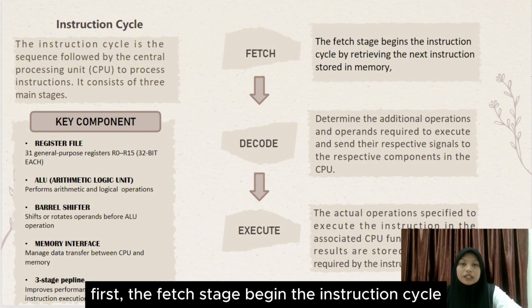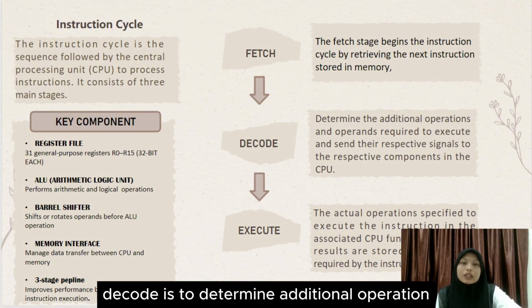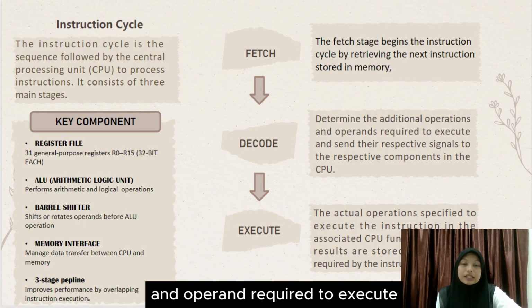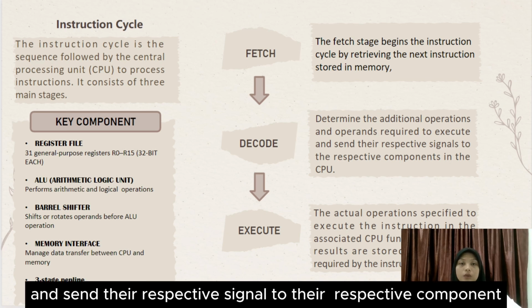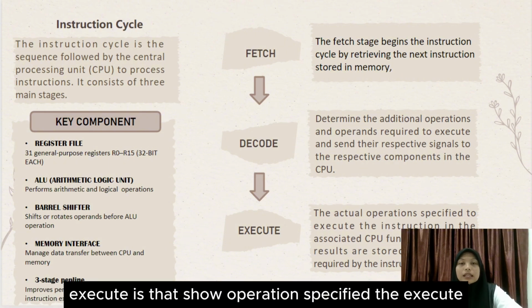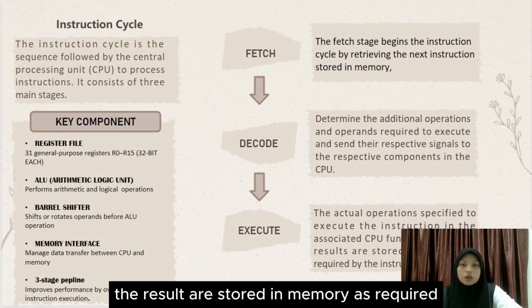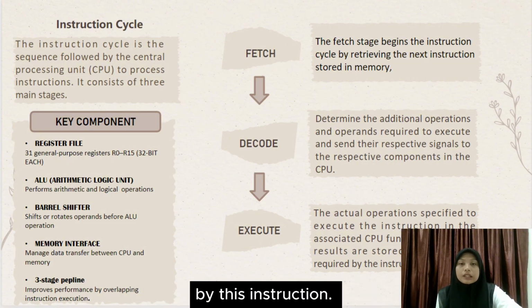First, the fetch stage begins the instruction cycle by retrieving the next instruction stored in memory. Second, decode. Decode is to determine the additional operations and operands required to execute and send their respective signals to the respective components in the CPU. Lastly, the execute. The execute is the actual operation specified by the instruction in the associated CPU functional unit. The results are stored in memory as required by the instruction.